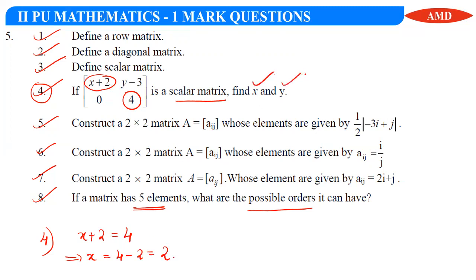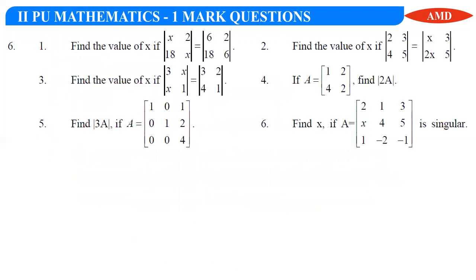Next, I need to find out the value of y, for which in a scalar matrix, the non-diagonal elements must all be 0. So that means y minus 3 must be equal to 0. That means y must be equal to 3. So we got the answer, the values of both x and y. Let's move to the next question.